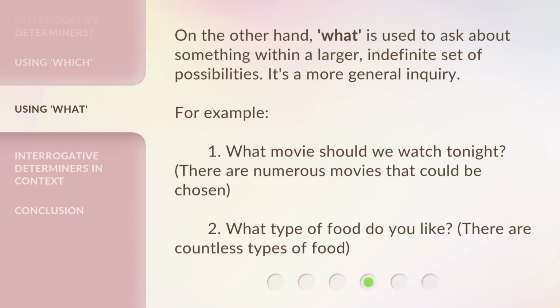On the other hand, what is used to ask about something within a larger, indefinite set of possibilities. It's a more general inquiry. For example, 1. What movie should we watch tonight? There are numerous movies that could be chosen. 2. What type of food do you like? There are countless types of food.